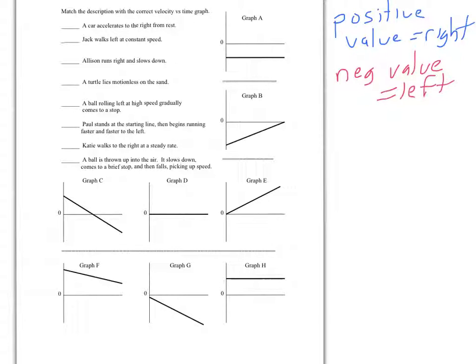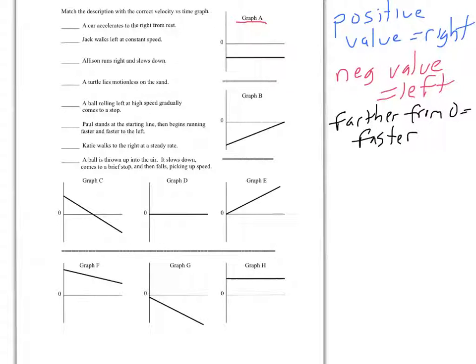Another thing to remember is that farther from 0 is faster. And that doesn't matter if positive or negative, just farther from 0 is faster, the magnitude is larger. And so that's how we're going to start this. So what we might even want to do is look at the graphs and just identify what direction it's going.